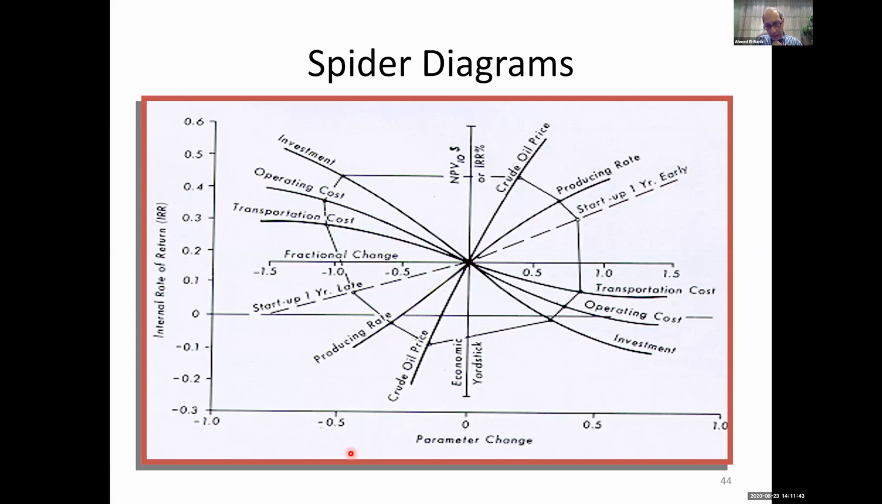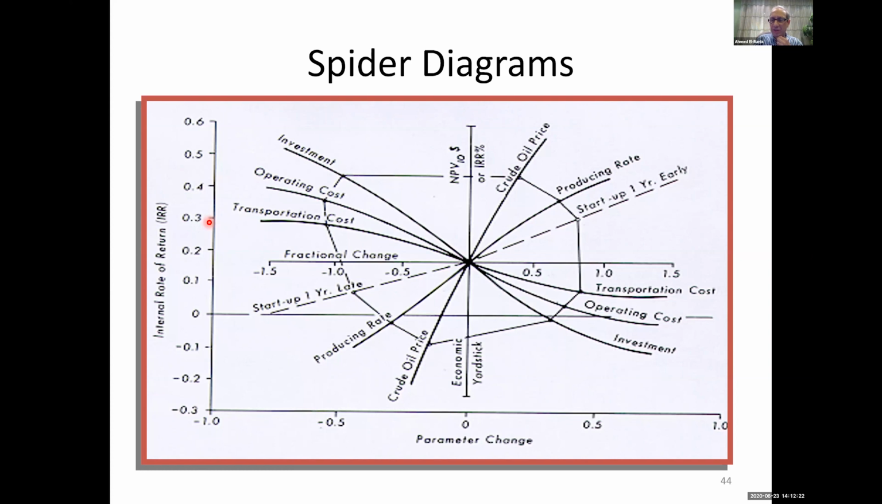On the x-axis, this is called parameter change. So we take a parameter like crude oil price, we change it by positive 10% and 20% and negative 10% and 20% and see what's the impact of changing oil price on the output, which is rate of return. So if I change the oil price by 10% here, positive 10%, the impact is all of this. So the rate of return will go from the base value, which is 18% to maybe 30%.